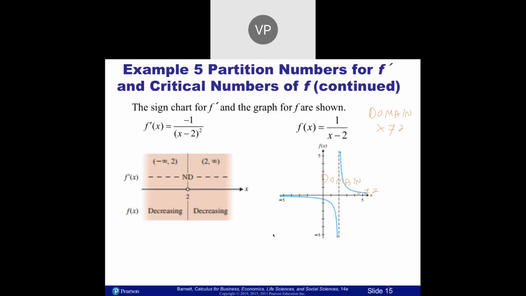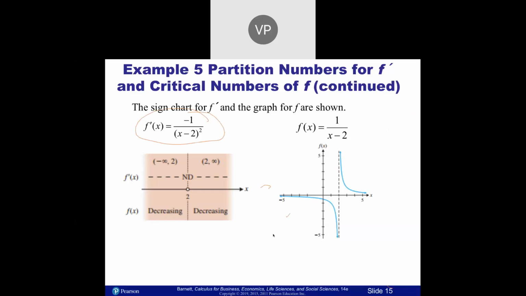Okay, so here's my sign chart. Take a second to look that over. And every time you're testing around, in this case, 2, pick a point to the left. I would pick a 0. Plug that 0 into the derivative, not the original function, but into the derivative, and see what you get.